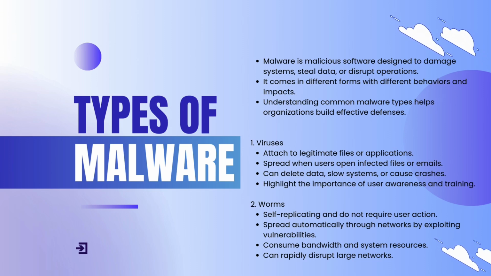A virus is attached to legitimate files or applications, and it can spread when a user opens an infected file or email, and it can delete data, slow systems, or cause crashes. Next is worms. A worm is self-replicating and does not require user action. It can spread automatically through a network by exploiting vulnerabilities, and it consumes bandwidth and system resources, and can rapidly disrupt large networks.